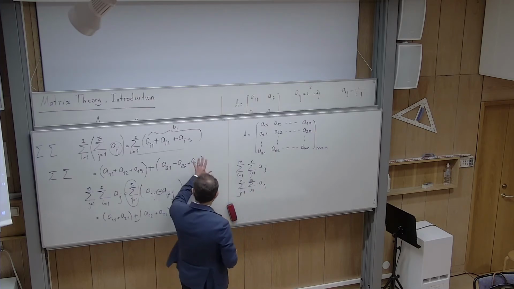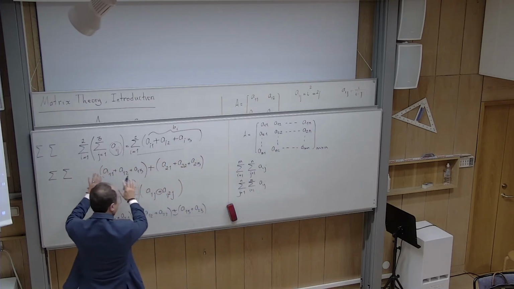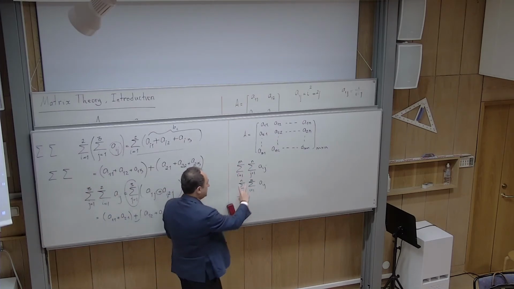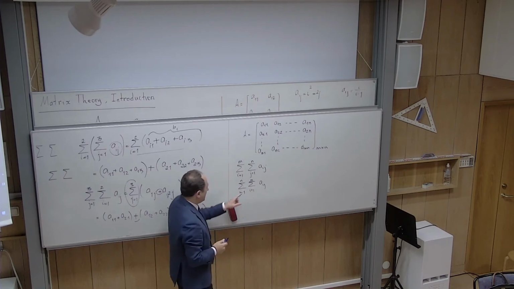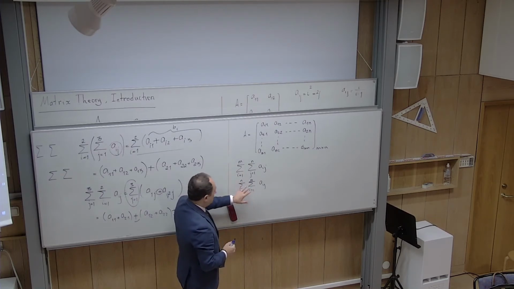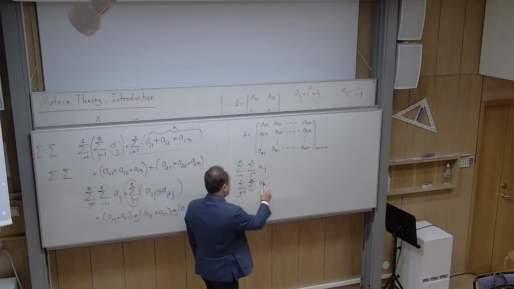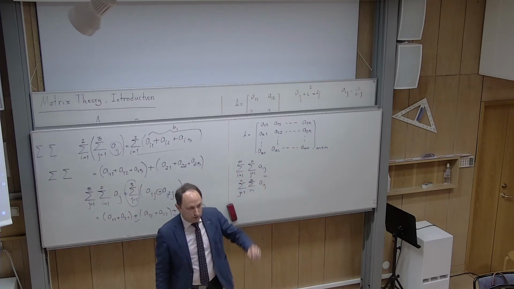So what we know, we were probably able to convince you that, don't worry, these two sigmas are always the same. So you see, I am interchanging. Be careful, I am not changing the limits. The limit of I is the same, the limits of J are the same, but I'm just interchanging. So you know that these two are equal, but how can you interpret it as a matrix?